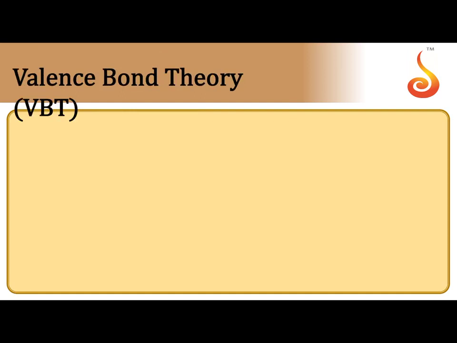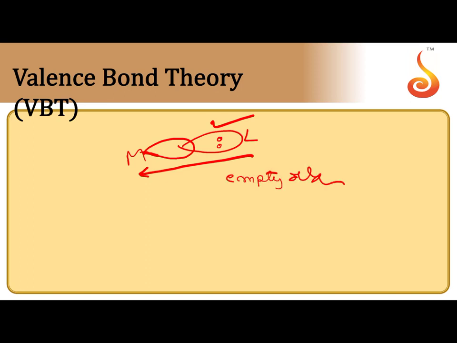Next, coming to valence bond theory. According to the valence bond theory, coordinate covalent bond is formed by the overlapping of completely filled orbital of the ligand with empty orbital of the central metal atom. So due to overlapping of completely filled orbital of ligand with empty orbital of central metal atom, coordinate covalent bond is formed between ligand and central metal atom. Central metal atom has to provide sufficient number of empty orbitals. If 4 is the coordination number, it has to provide 4 empty orbitals.